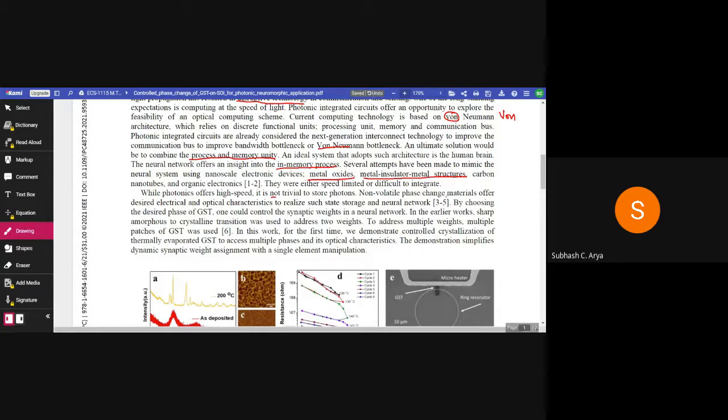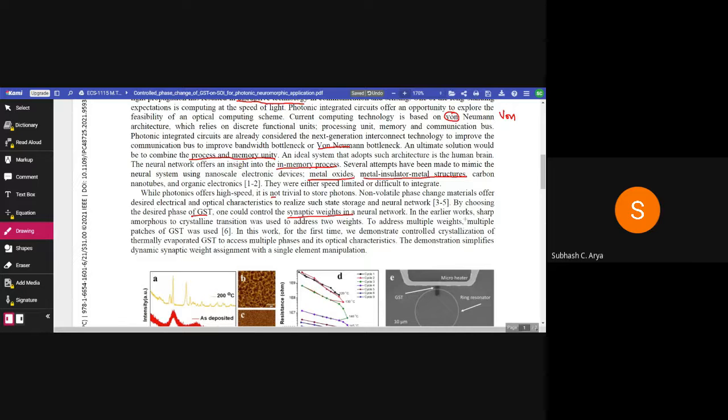Non-volatile phase change materials offer desired electrical and optical characteristics to realize such state storage and neural networks. By choosing the desired phase of GST, one could control the synaptic weights in a neural network.